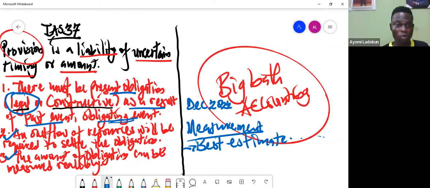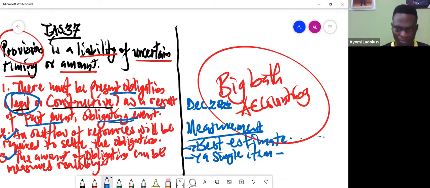You know, we said we are not sure of the amount, and neither are we sure of the timing. So you are going to measure them at the best estimate of the expenditure required to settle the obligation. For a single item, for example, a court case, you are going to look at the most likely amount payable, the most likely amount that is payable, okay?